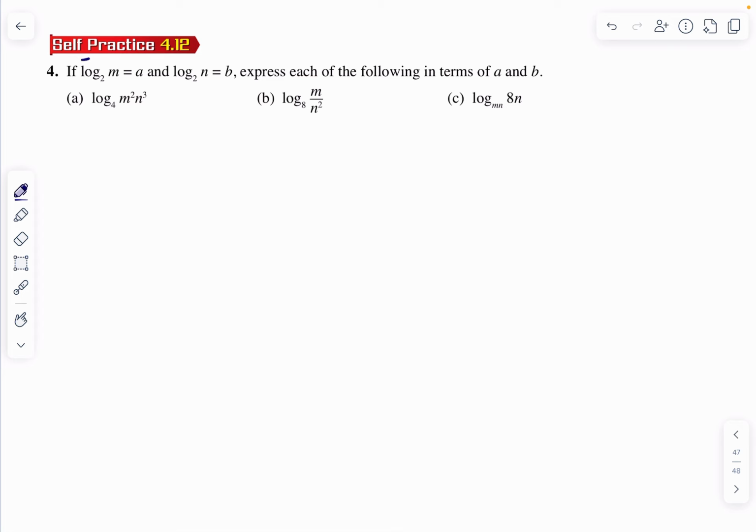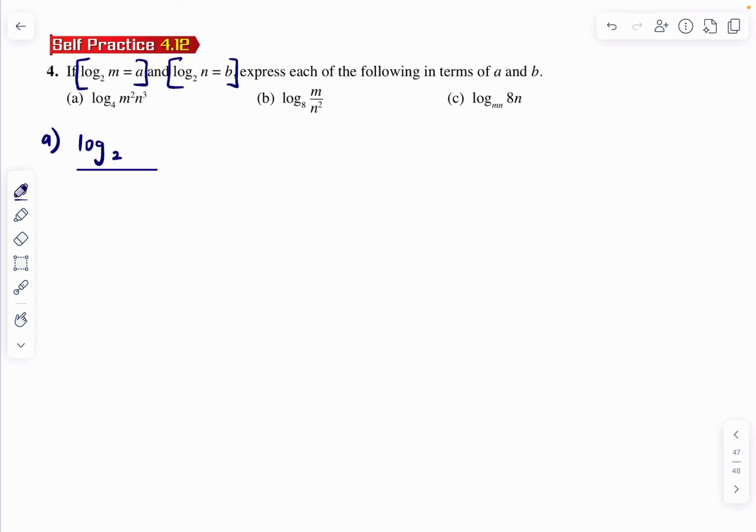Self-practice 4.12, question 4. If log 2m is A and log 2n is B, express each of the following in terms of A and B. Okay, so these two are given in base 2 and none of these logs are given in base 2. So we have to change base.